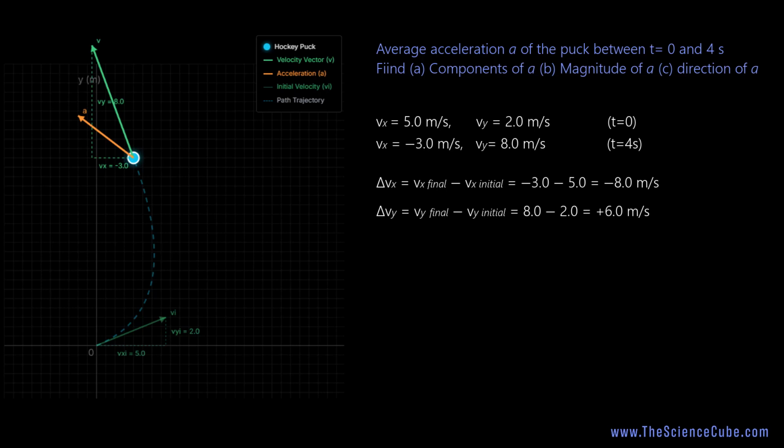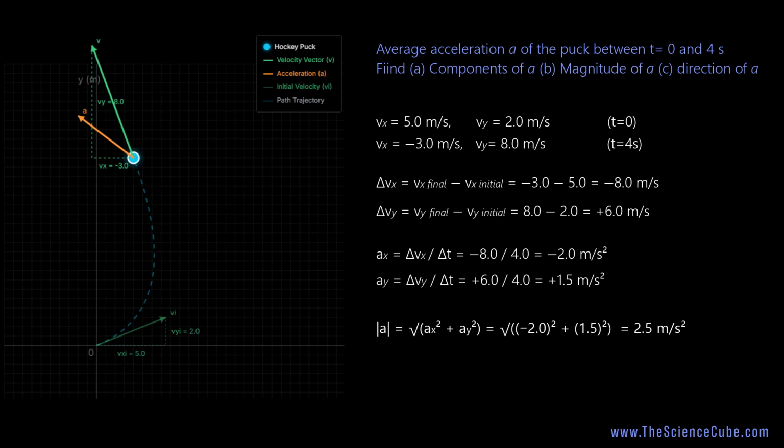Step 2 is divide each component by delta t. That is, ax equals delta vx upon delta t, that is minus 8 upon 4, which equals minus 2 meters per second square, and ay is equal to delta vy upon delta t, which equals plus 6 upon 4, which equals plus 1.5 meters per second square. Step 3 would be to find the magnitude, and that equals under root ax square plus ay square, and when you plug in the values, you get 2.5 meters per second square.